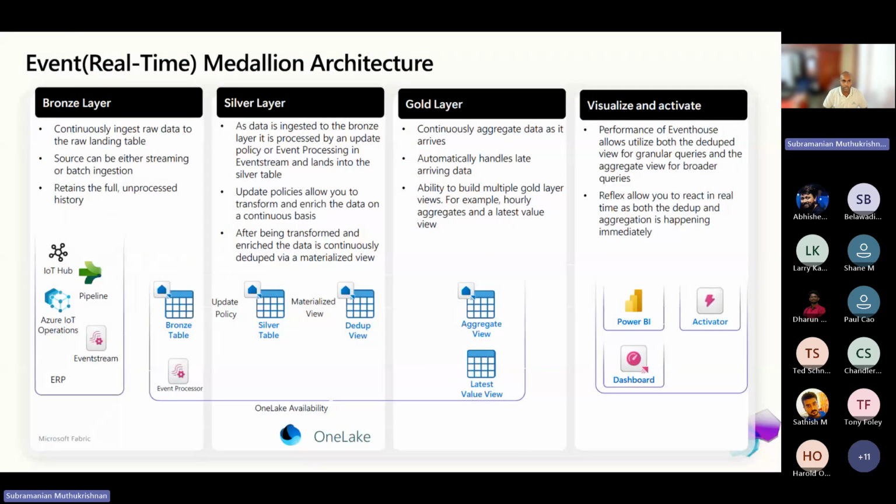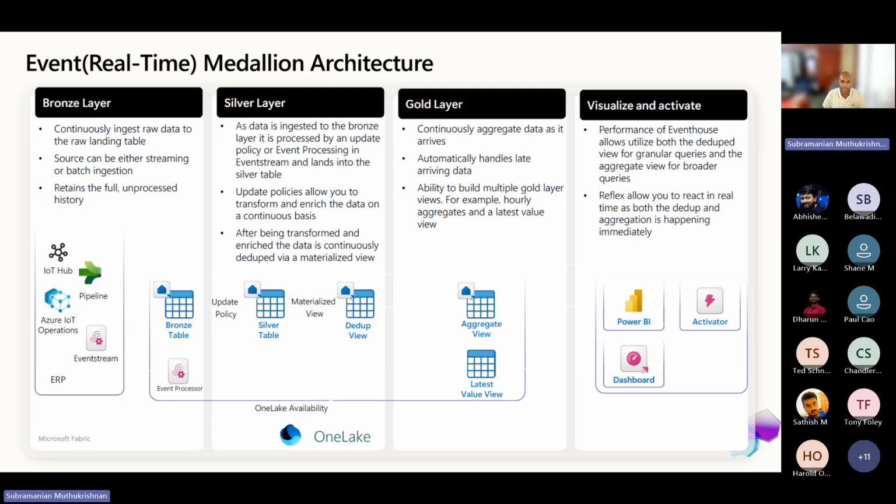When you think about real-time or event-driven architecture, as we look into the industry, the medallion architecture is the standard, and it applies to RTI within Fabric as well. We look at three different layers, starting from the bronze layer, where we ingest data from the raw source systems, and it gets into the bronze table. And when you look at the systems here, the source system doesn't always have to be a streaming source.